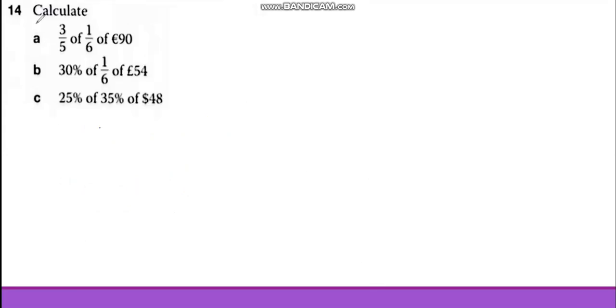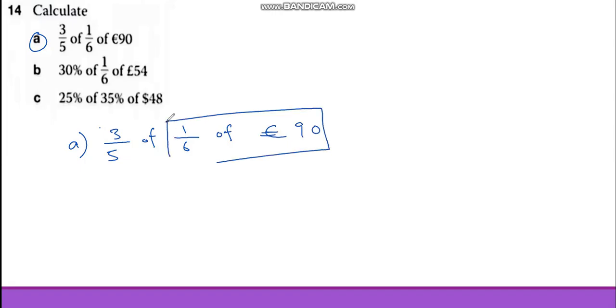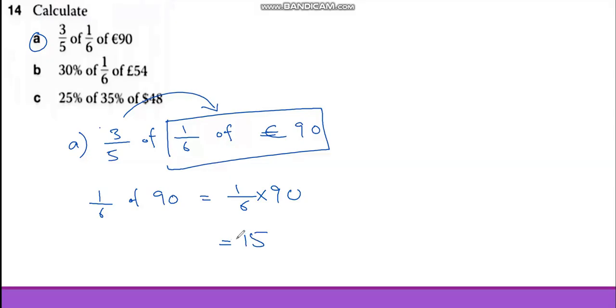In question number 14, they want us to calculate in A part 3/5 of 1/6 of 90 euros. So let's do the A part first. Like it is written 3/5 of 1/6 of 90 euros. So first we can find 1/6 of 90 and then we will find 3/5 of 1/6 of 90. So first of all, we can do 1/6 of 90. So 1/6 of 90 is basically 1/6 times 90. That is 15 euros.